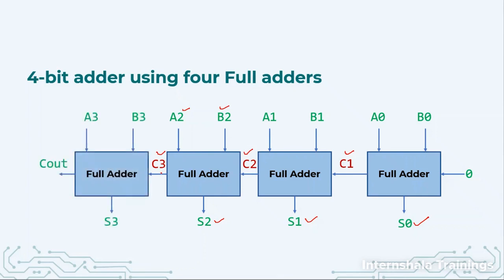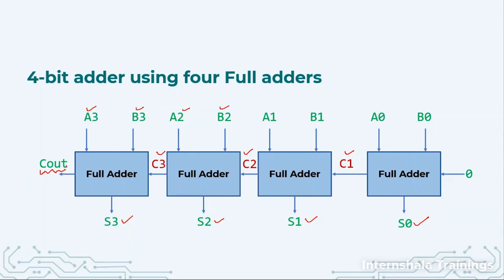And then we attach another full adder where the inputs are the next bits of A and B, A2, B2. And along with this input carry, we are going to calculate the next bit of sum and another carry. And then we attach the last full adder where we have the most significant bits of A and B. Along with this input carry, we are going to generate the most significant bit of the sum and the final carry out. So this is how we will design our 4-bit adder.